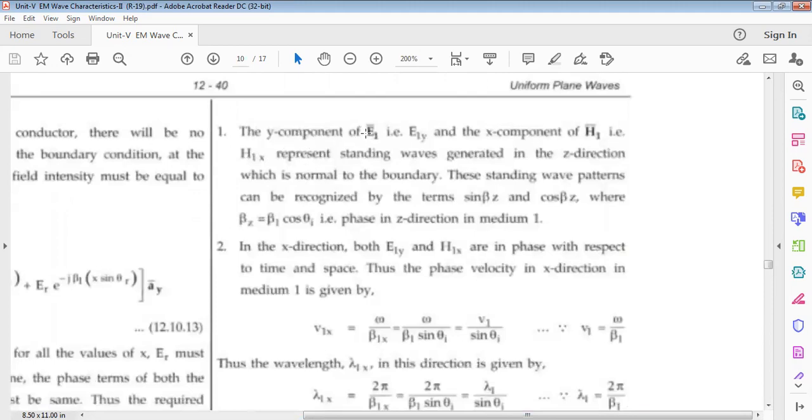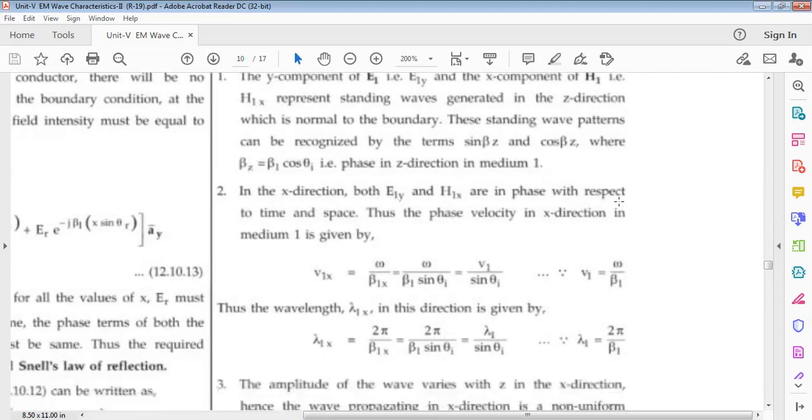The y component of E1 bar, that is E1y, and the x component of H1 bar, that is H1x, represent the standing waves generated in the z direction, which is normal to the boundary. These standing wave patterns can be recognized in the terms sine beta z and cos beta z, where beta z is equal to beta 1 cos theta I. It is a phase in the z direction in the medium.